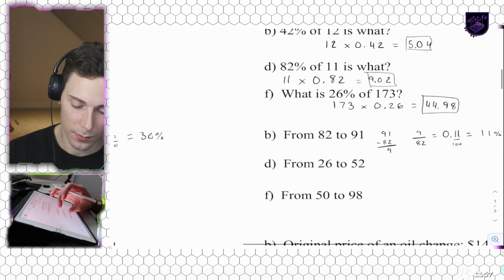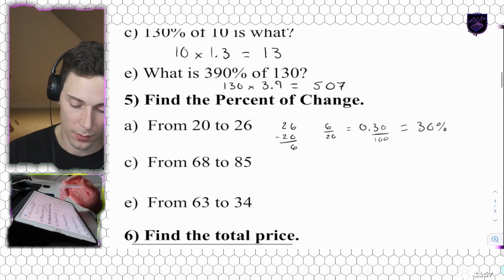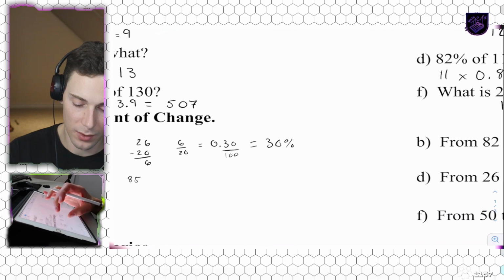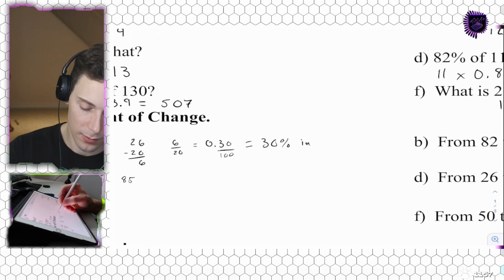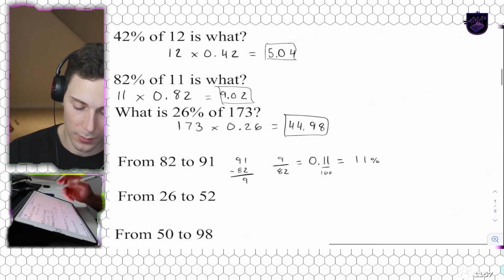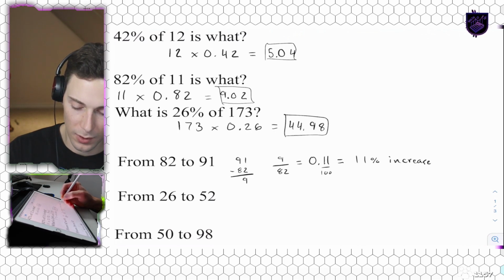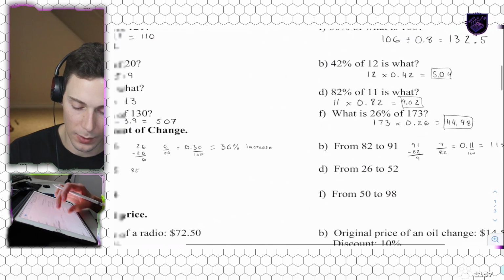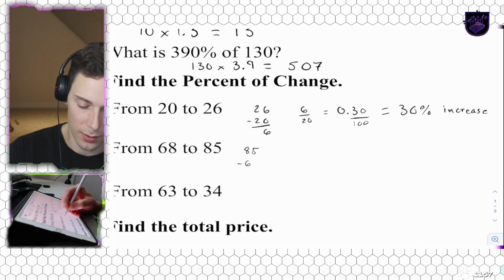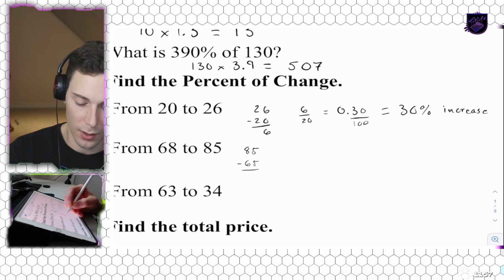All right. So we have 85. Oh, wait a second. 20 to 20. This is important. Increase. Increase again. Did I spell that other one right? Increase. Now, this one's going to be 85 minus 65, and that's going to be 20 difference.